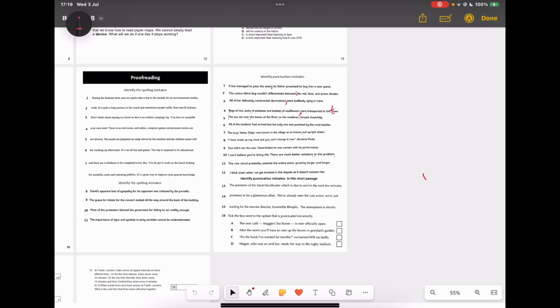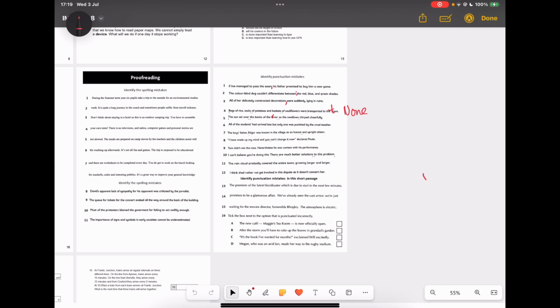So, 5. The sunset over the banks of the river, should be lowercase r. Yeah, the river. As the swallows chirped cheerfully. This one, in fact for the last one, has no punctuation errors. No, but that should be lowercase t, so none.